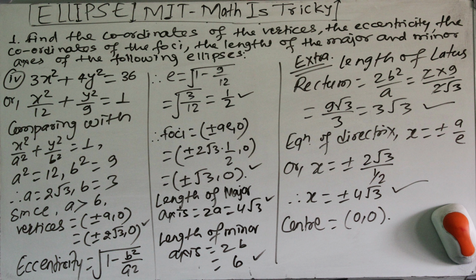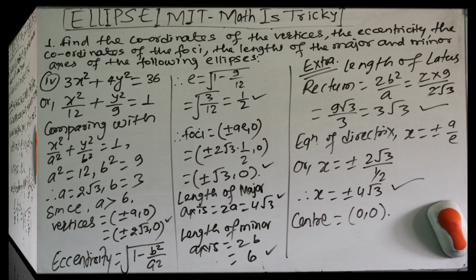Length of major axis will be given by 2a, twice the greater value, so it is 4 root 3, and length of minor axis will be given by 2b, which is 6. Let's also find the value of latus rectum, which is simply 2b square by a, that is 3 root 3, and equation of directrix will be x equals plus minus a by e, that is x equals plus minus 4 root 3. By simplification we'll get that, and center is simply 0 comma 0.